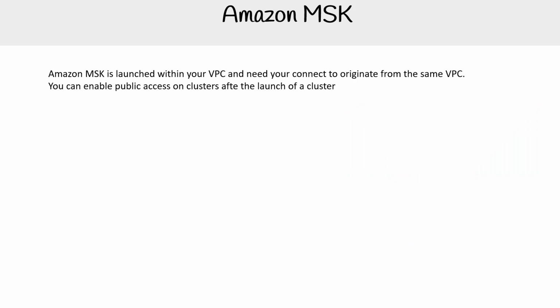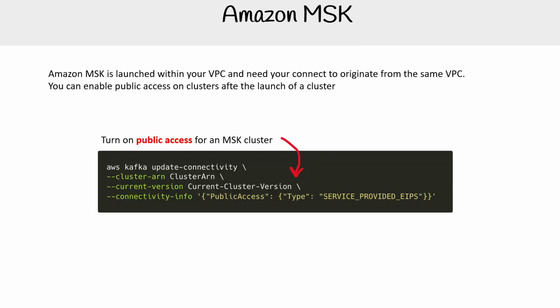When you launch MSK, you launch it into a VPC, meaning that in order to actually talk to it, just like an RDS instance, you would have to have a resource in the same VPC. But just like an RDS instance as well, you can supposedly turn on public access so you can access the cluster outside of your VPC. I could not get this to work for the life of me, but apparently it is an option that you can utilize.